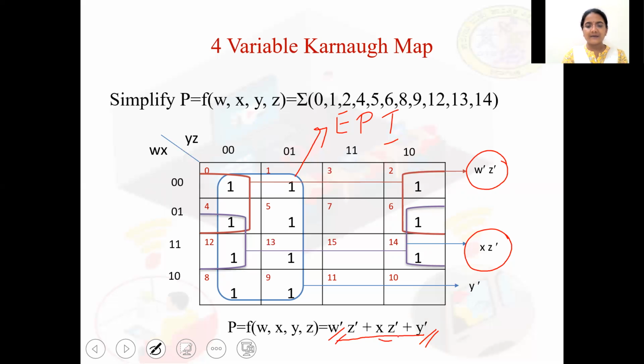Next, for this implicant xz bar, min term 4 is combined in only this way. It cannot be combined in any other way. So this xz bar is also an essential prime implicant. So we have to include all these three terms in the final expression.